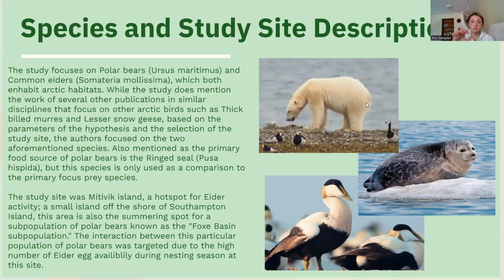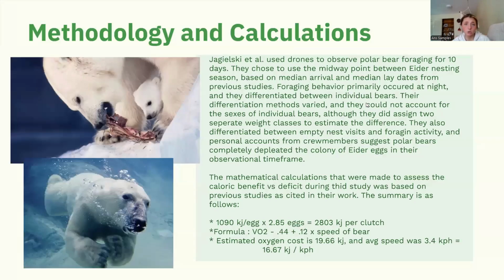So, let's get into more details. Methodology. They chose obviously to do this in June and July. This is a summering event, right? They don't do this during the winter because eiders don't nest during the winter. So they use drones to track foraging polar bears for 10 days.